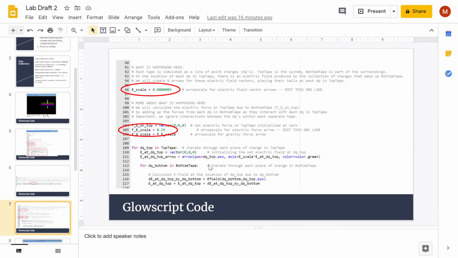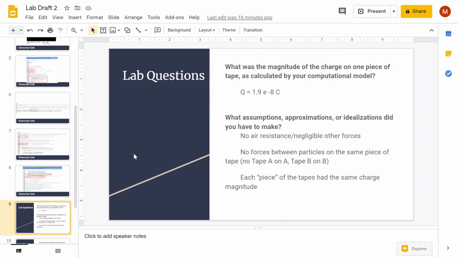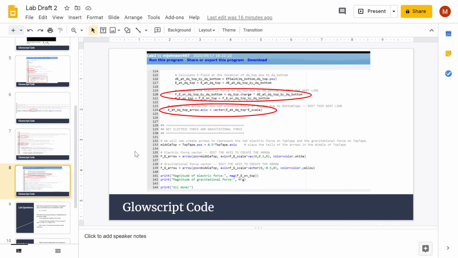And here I have a scale just so that you can see both the tape models and the arrows nicely on the screen. And then here I edited that the force of the electric field of the top tape by the bottom tape is equal to the charge of the top tape times the electric field at the top by the bottom. And then I edited the vector of the electric field at the top so that it would be visible.